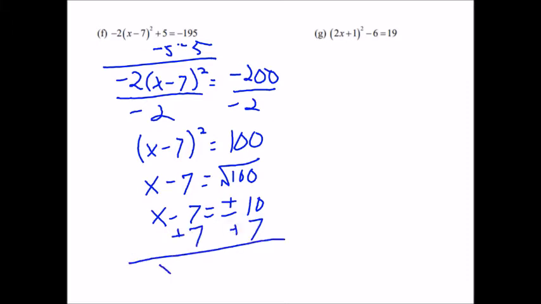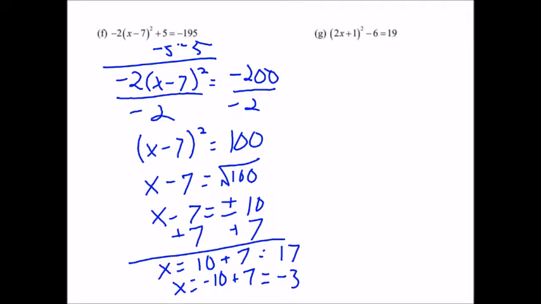So my two solutions will be x is equal to, and this is what I was talking about, we have to have a positive and a negative 10 in these equations somehow. So let's do 10 plus 7, and then we also have negative 10 plus 7. So our two answers would be 17 or negative 3.